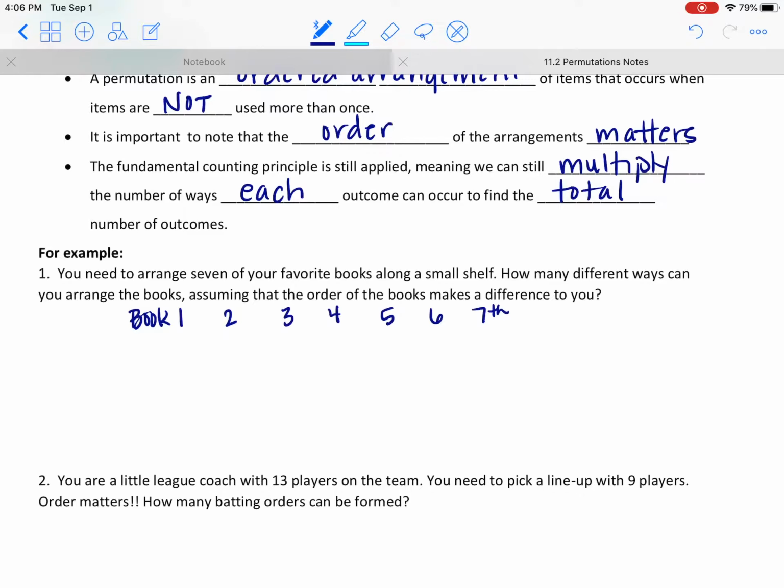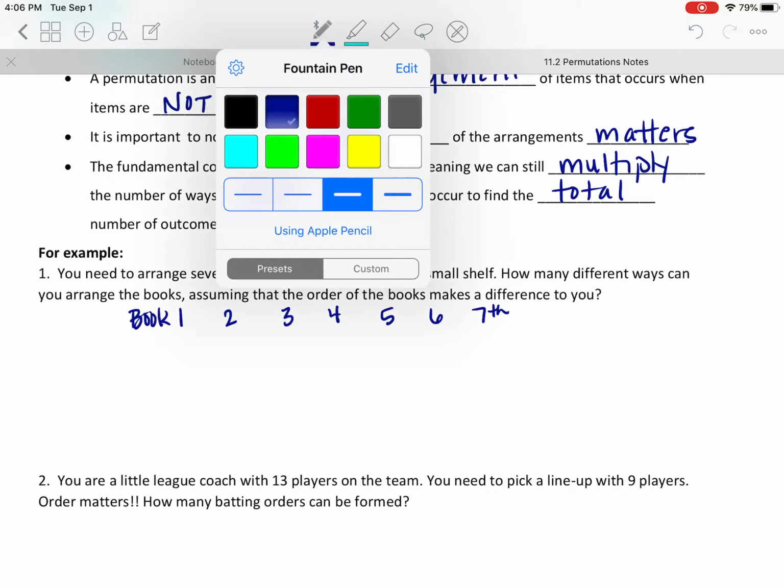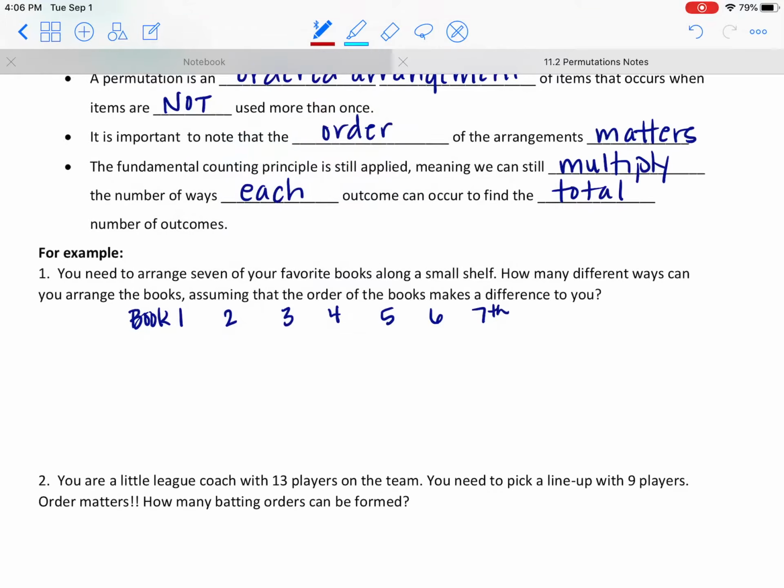Now, I can't put one book in more than one spot, right? And apparently the order in which I put these books makes a difference. So how many options do we have for each of these spaces? What is the number of options for each of these books? Well, when I go to put the very first book on the shelf, I have all 7 books to choose from, right? So all 7 could go in this first spot.